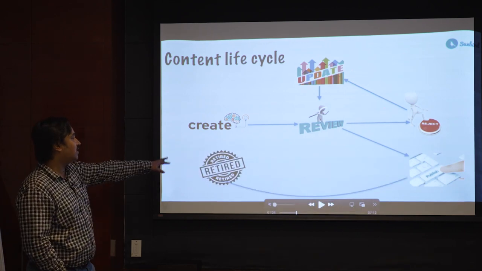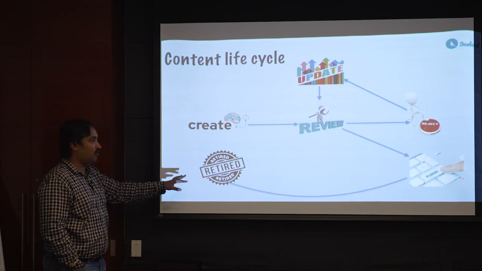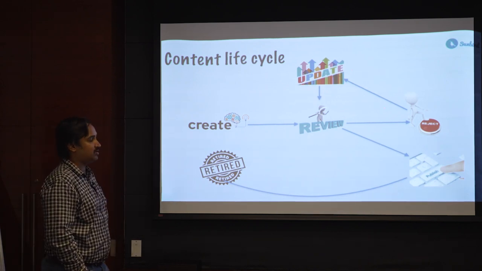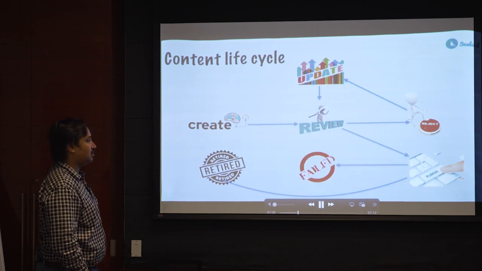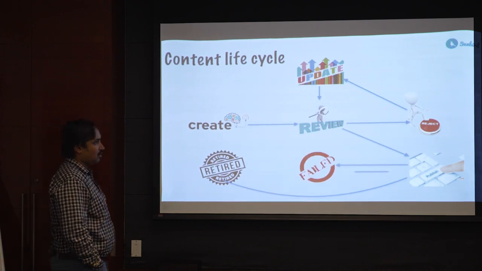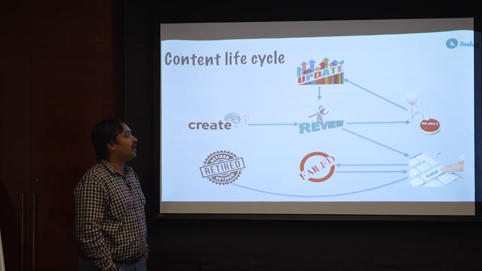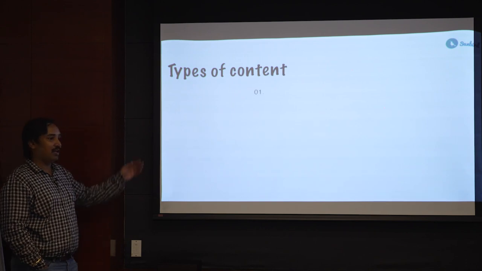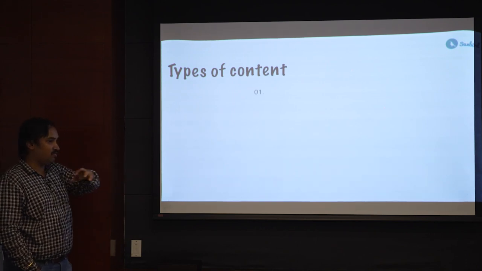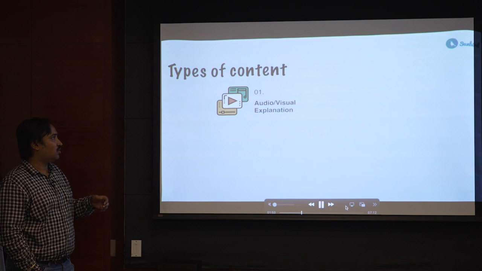This is the final thing where a person can, at any point of time, send the content to a retired status. Any failed content can come back to get republished. What are the types of content? I think this is probably something we can skip. Most of them know it. Just go ahead.